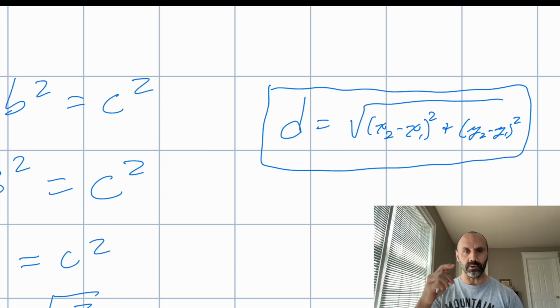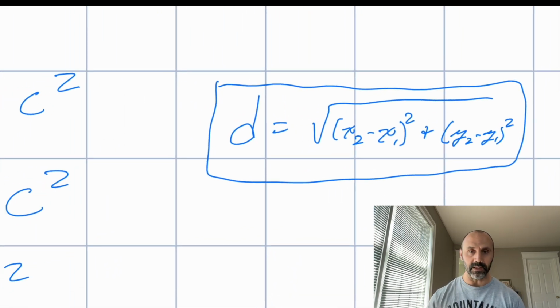But realize too that when you're looking at that distance, the difference between the 2, like x2 minus x1, you could flip it. You could do it x1 minus x2 because you end up with the same difference one way or the other. And again, if it ends up being negative, you square it and it becomes positive. So this is the general formula for finding the distance between any 2 points on a graph.